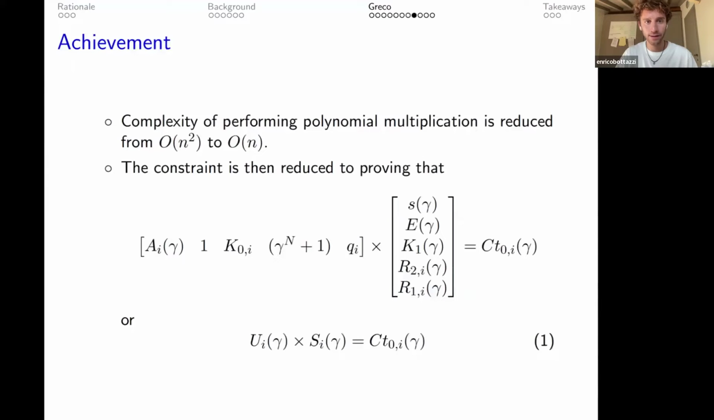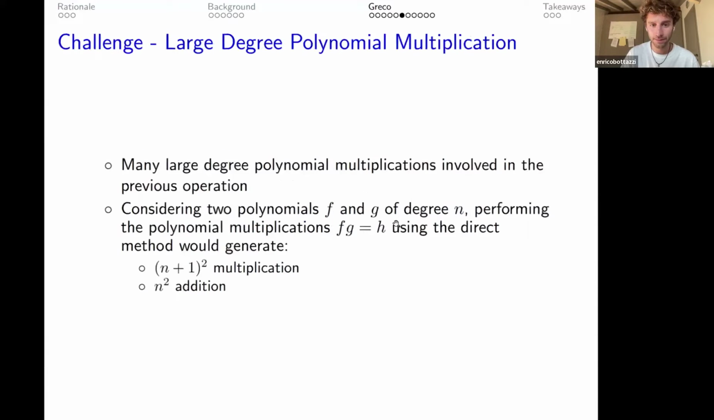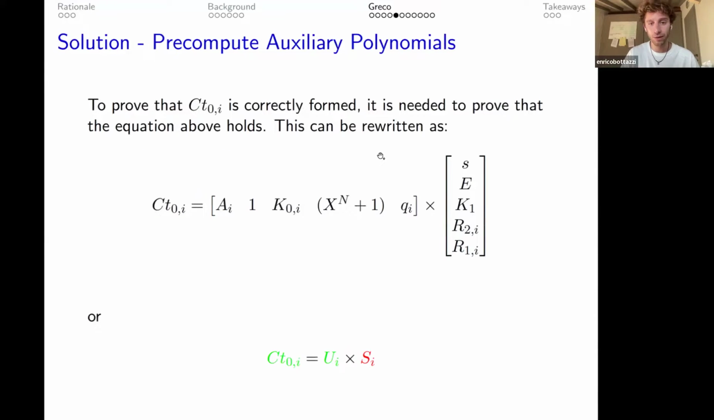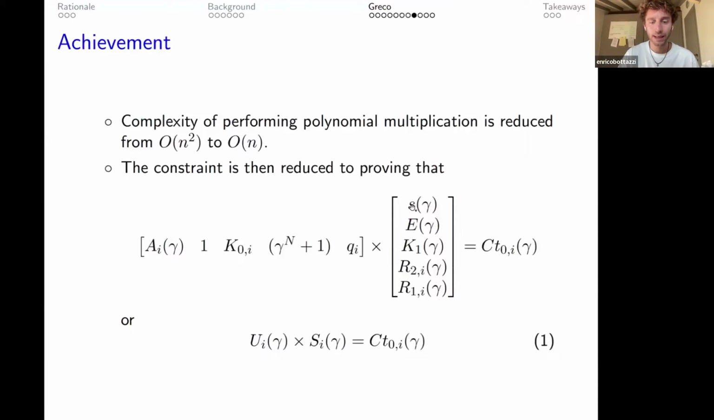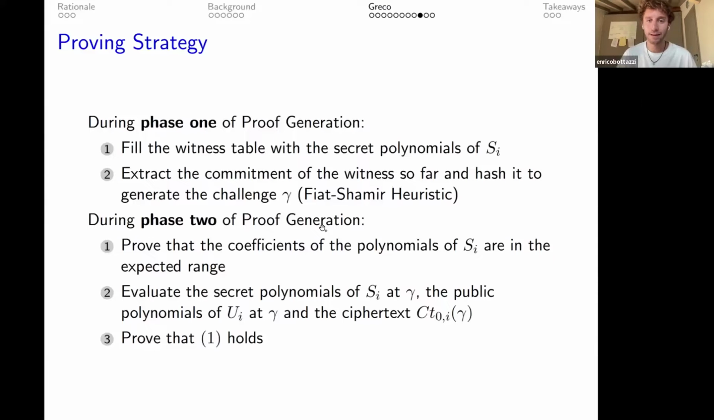So we modify the constraint. Rather than having to enforce this constraint when all the polynomials are expressed in their large extended form, we can enforce this constraint when everything is evaluated at gamma. And the challenge here, you might wonder, is: how can we draw randomness inside a circuit? And the answer is here.